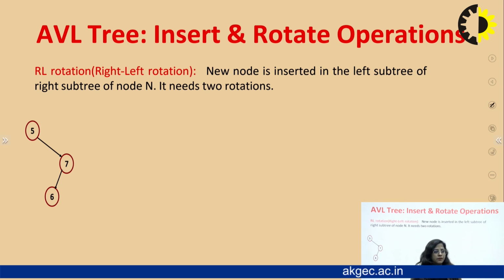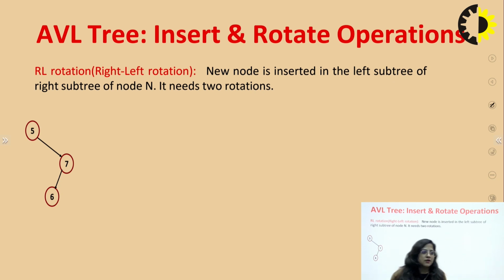If you want to insert a new node on the left side, here it is already inserted according to this scenario. Now it is also an RL rotation, so two rotations are required here. Again check the scenario: it is right and then comes to left, so it means RL rotation. But check the balance factor to see whether an RL rotation is needed or not.